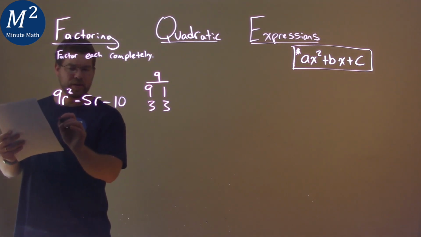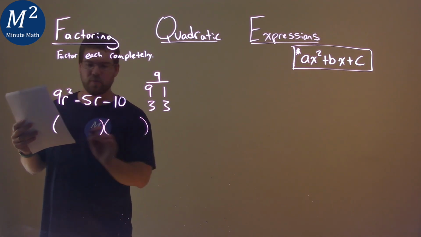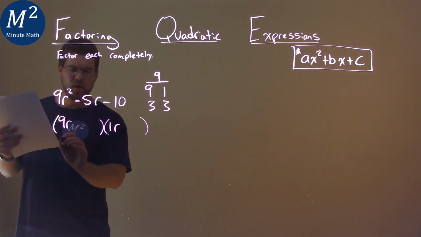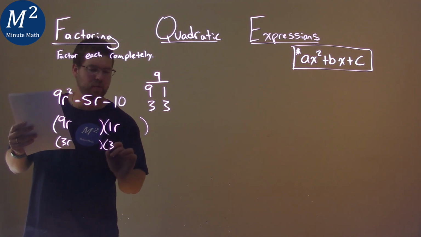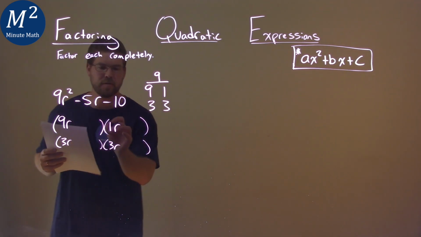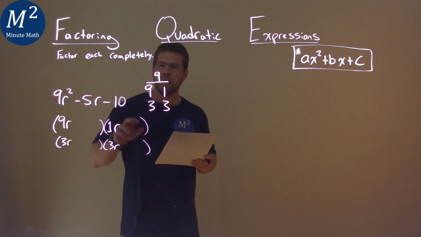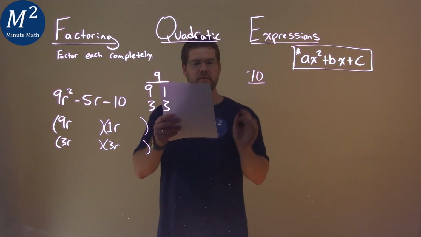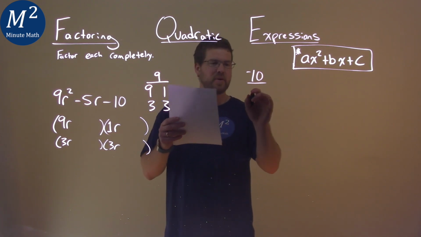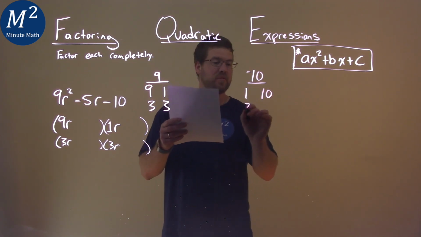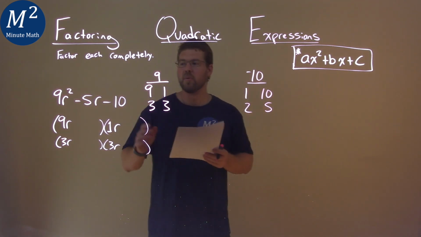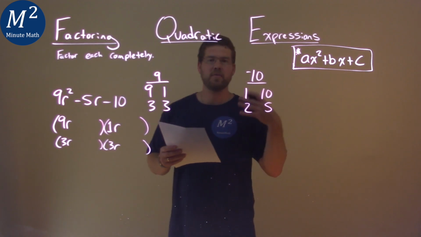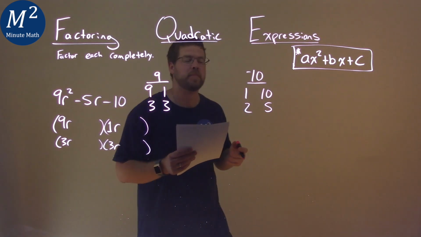Because remember, when we're factoring it, it has to have this form: some 9r and 1r, and then some other number, or 3r and 3r. Our c value is 10, or negative 10, you can put a negative there if you need to. Two numbers that multiply to be 10 are just 1 and 10, and 2 and 5. And with our b value being negative and our c value being negative, one of these values must also be negative.